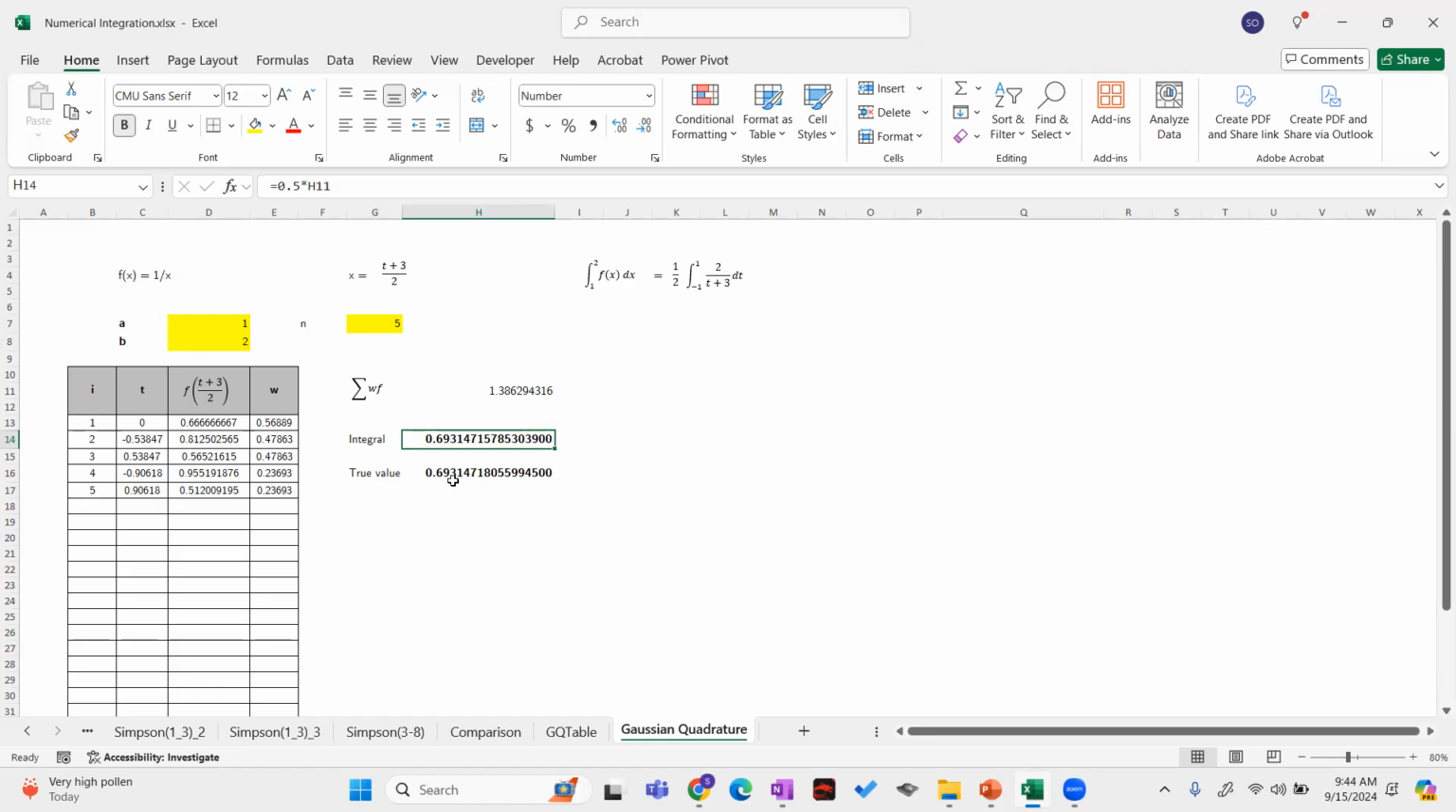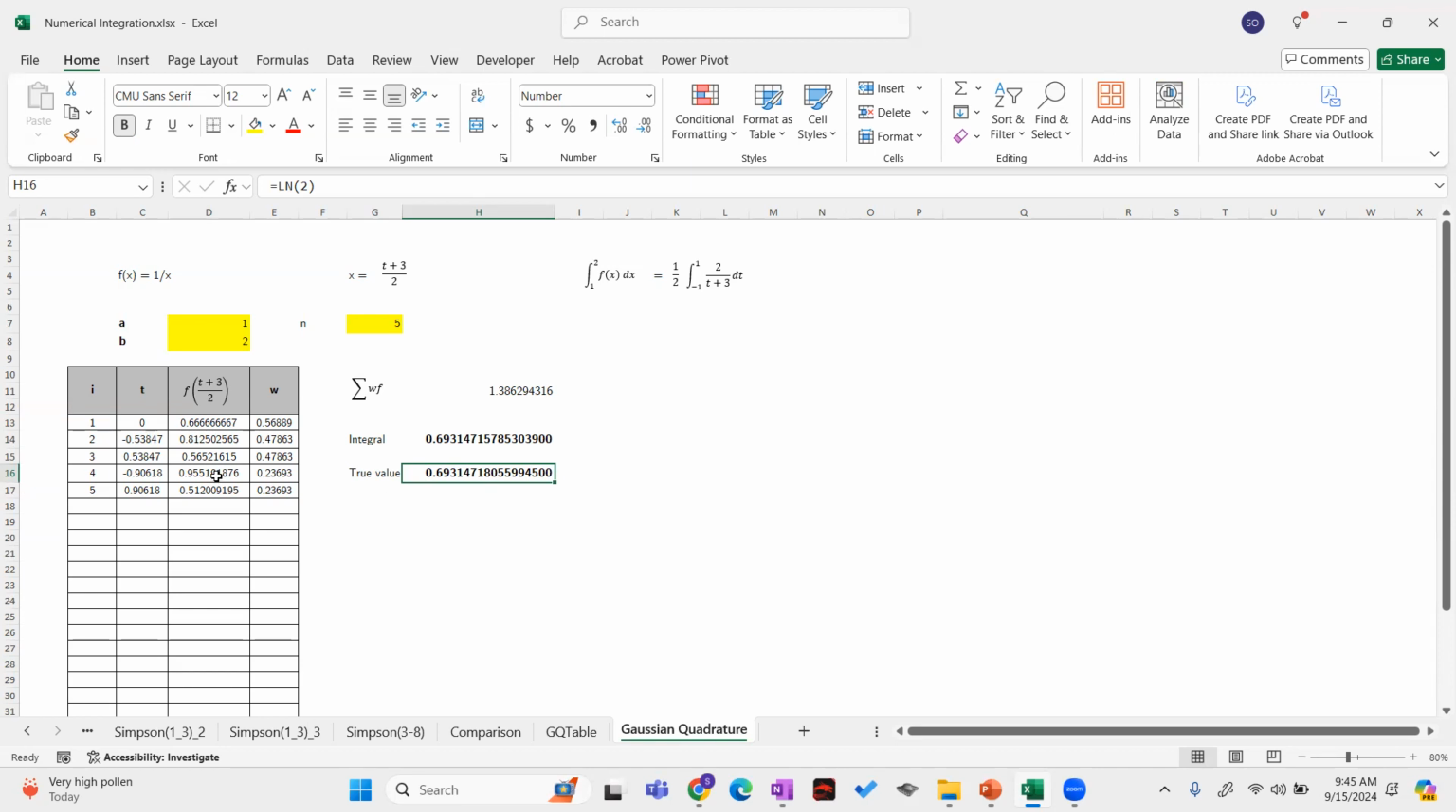1, 2, 3, 4, 5, 6, 7. It still matches to 7 decimal points. I only choose 5 magical points on that curve where I have to sample from and the corresponding weights. And I'm able to approximate the integral by a significant extent. This is Gaussian quadrature, okay? If you want accuracy, go for this.